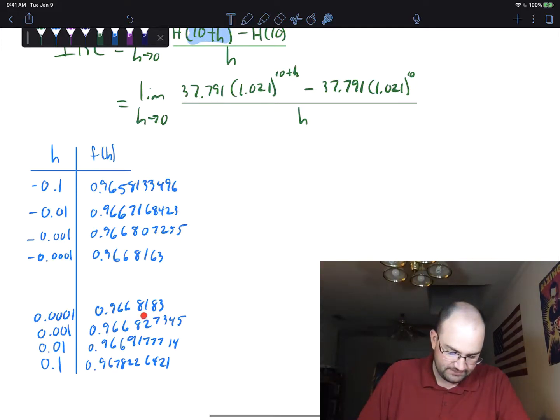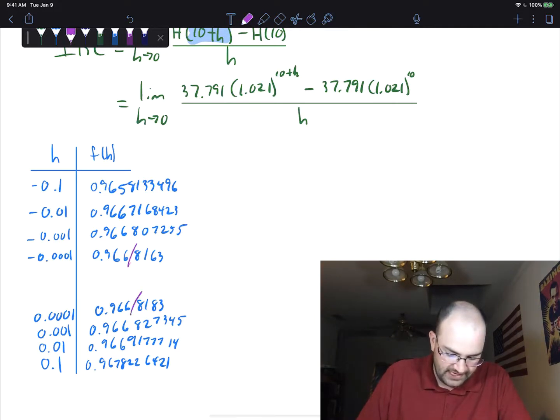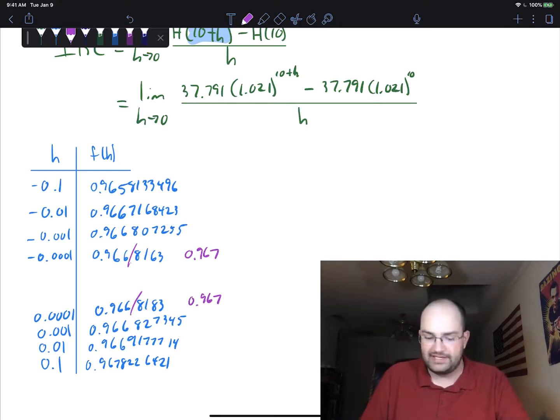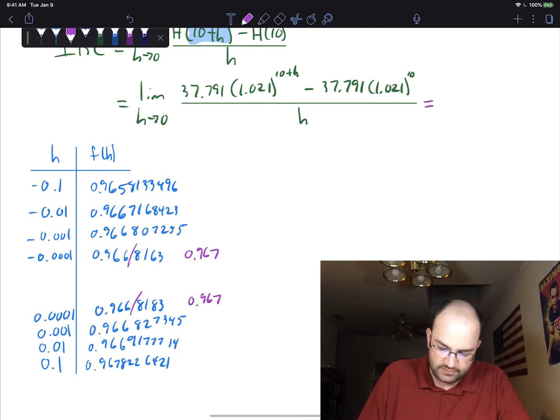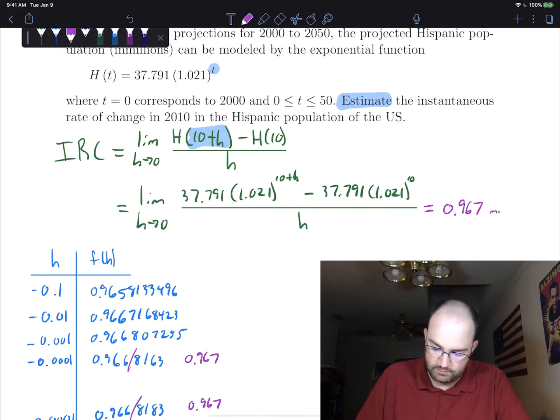Now notice that, again, we started kind of losing decimals, and that's fine because we're actually going to round this anyway. I'm going to go ahead and round it after 3 decimal places, and that's perfectly fine to do because all of these are kind of looking like the same thing. So it's going to be 0.967 from the left-hand side, and about 0.967 from the right-hand side. And so that tells me that this is going to be 0.967. And now, of course, again, in this particular question, the units were million people per year.